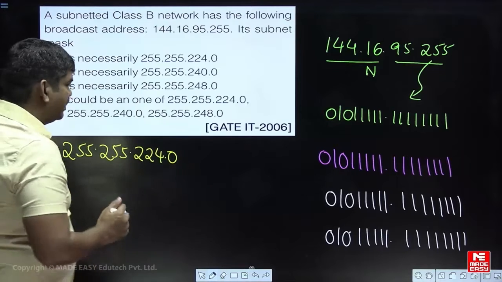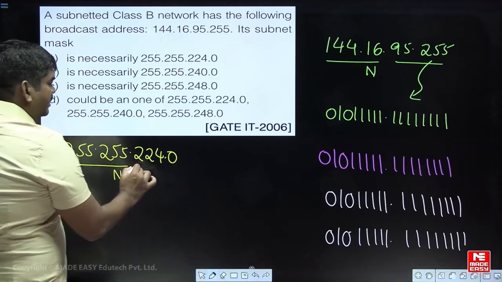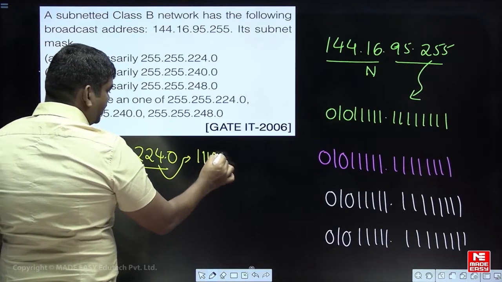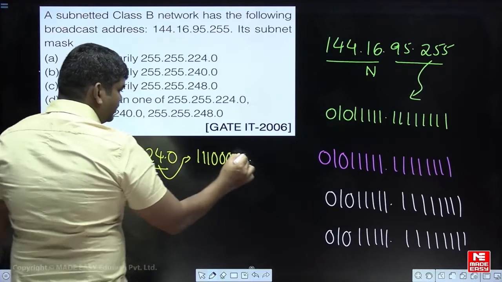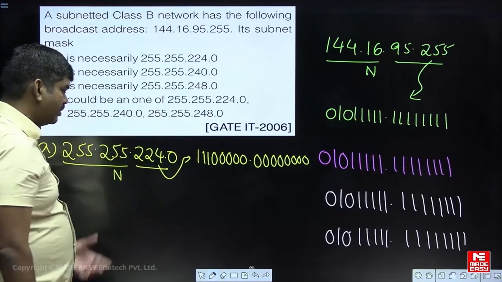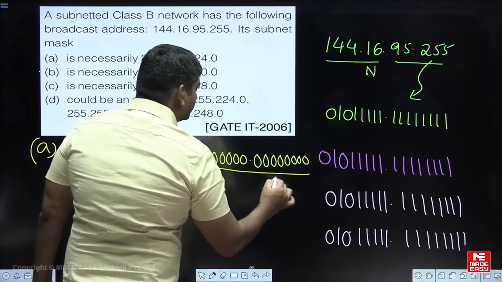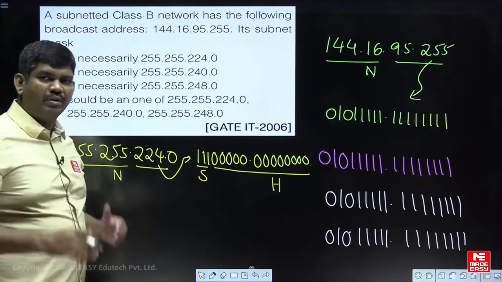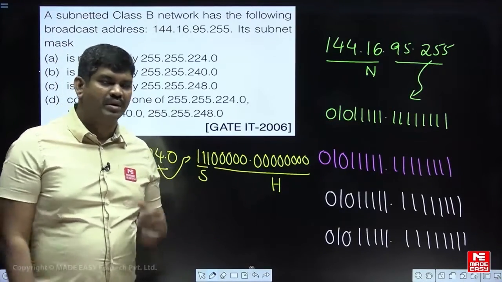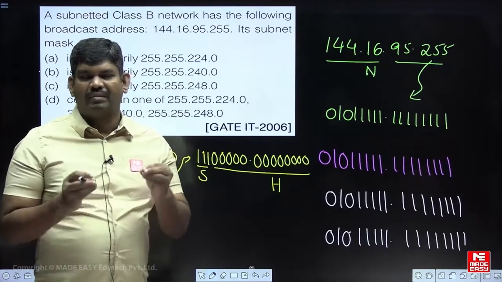Further, how do you approach the problem? It is given as class B, so for a class B the network bits are 16. From here to here these are the network bits. Converting these values into binary, 224 can be written as 3 ones followed by 5 zeros, and this 0 as 8 zeros. So 16 are network bits, these 3 bits are the subnet bits, and the remaining are host bits. Normally in the mask, network and subnet bits are ones and host bits are zeros. So the host bits are 5 plus 8, a total of 13 bits.